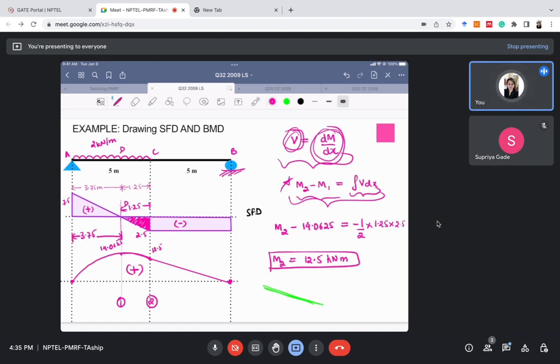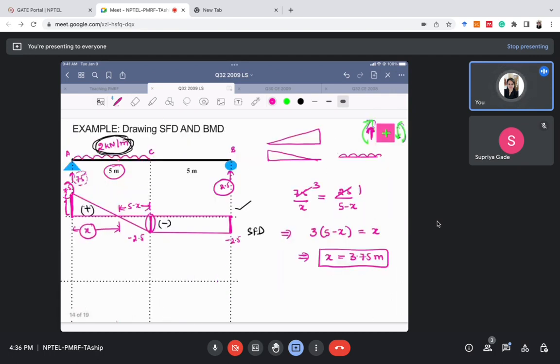Okay, so this is how the bending moment diagram looks for this particular beam. You can see how easy it is to make the shear force and bending moment diagram using this particular technique. You can quickly make the SFD and BMD using this technique. So now we are done with making the SFD and BMD.